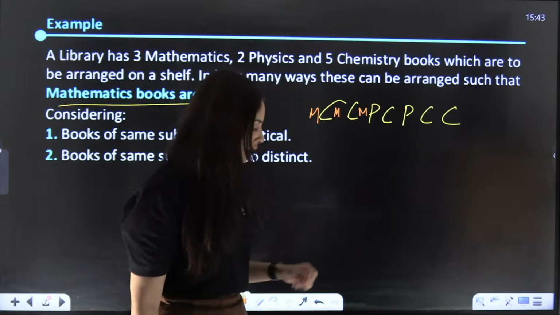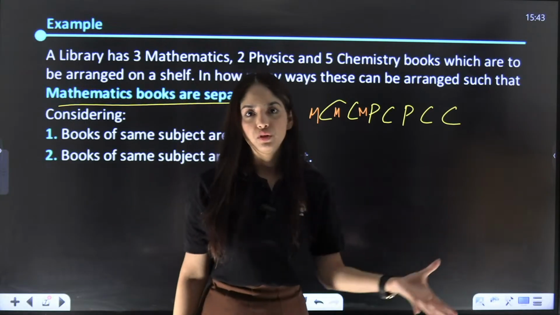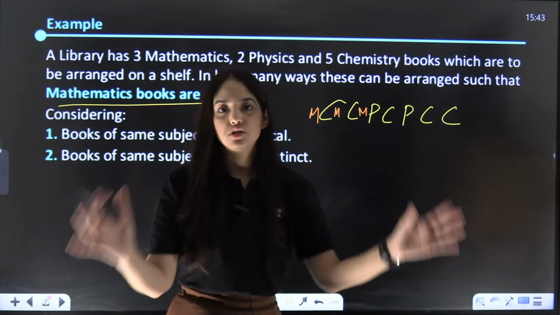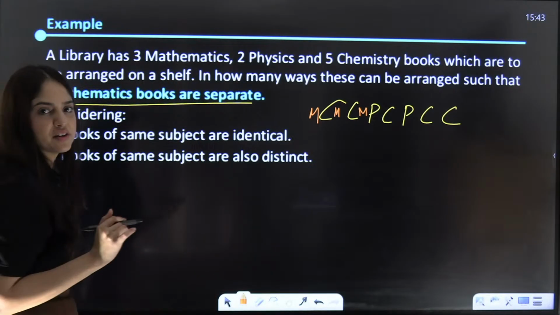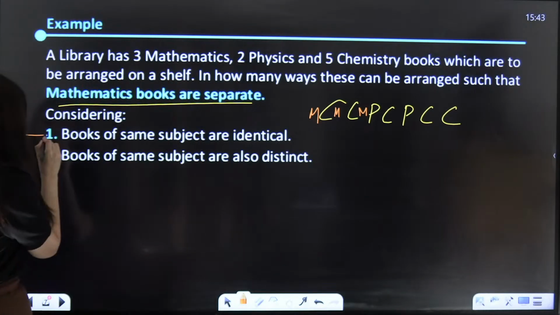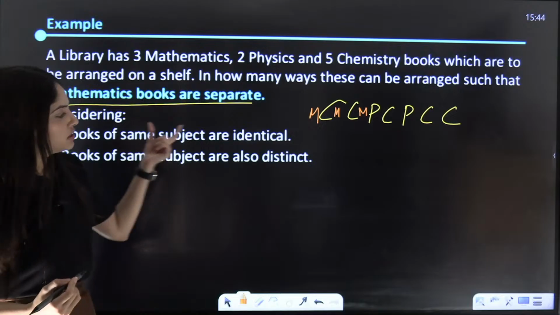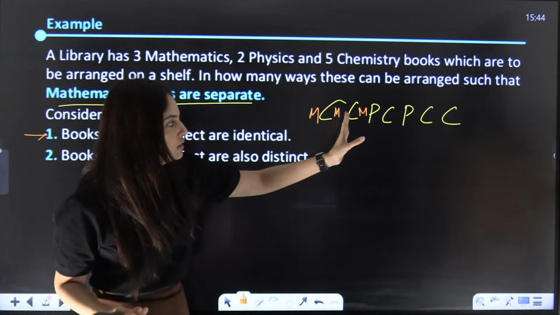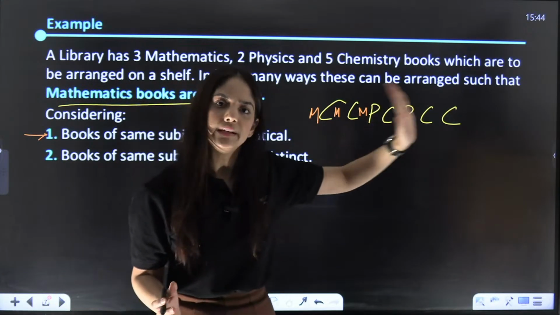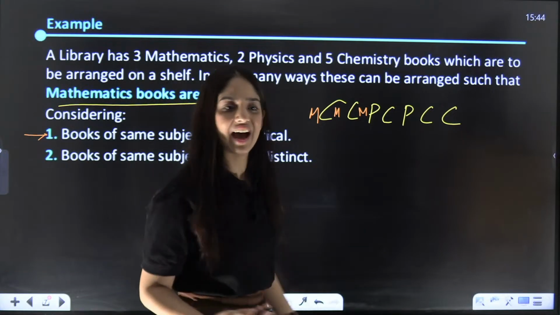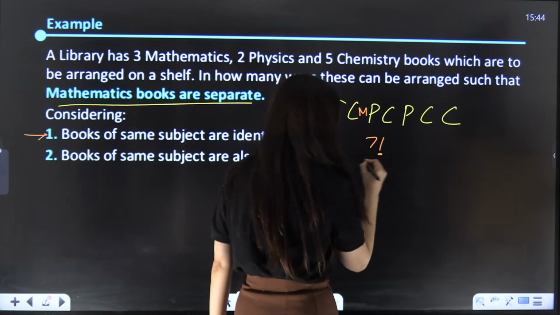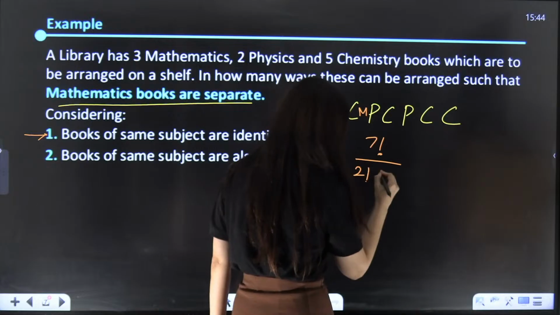So, what are we going to do? First, we are going to find the arrangement for the rest of the things. What are the rest of the things? 2 physics and 5 chemistry. Let's look at the first case. Same subject books are identical. Okay. So, no P1, P2, PP, CCC. So, that means how many arrangements can we have? 7 factorial divided by 2 factorial, 5 factorial.